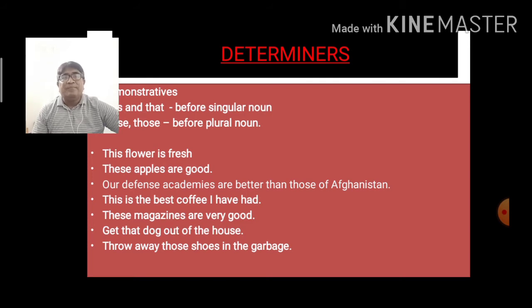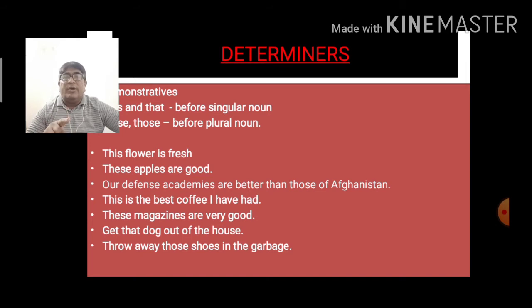For example, this flower is fresh. Flower is a noun, but before that flower we can use "this" to indicate the place, or to show where exactly the thing is. These apples are good. So these are what we call determiners. The next is, our defense academies are better than those of Afghanistan. Here this and that are used to show a singular noun, and these and those are the two demonstratives which can be used to show a plural noun.